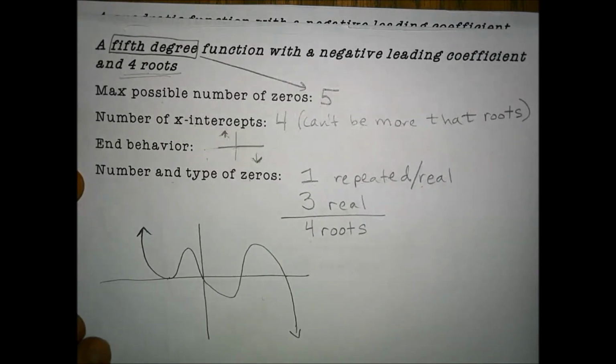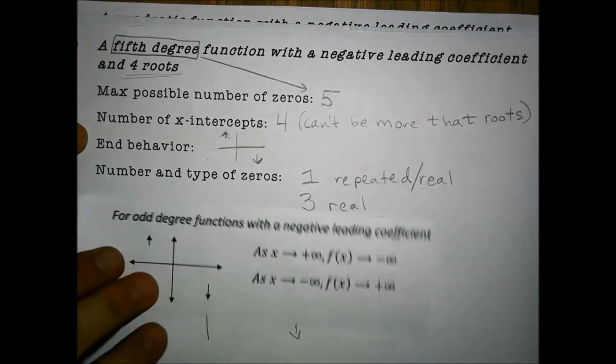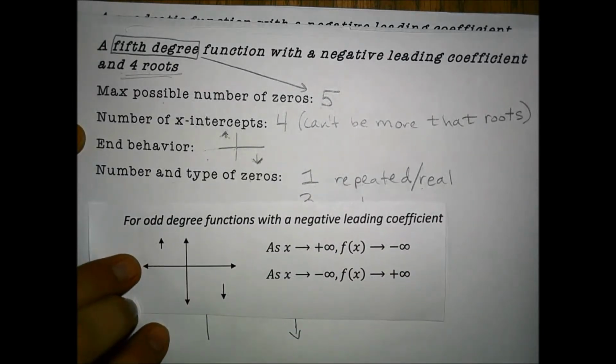A 5th degree function with a negative leading coefficient and 4 roots. Max possible zeros, 5. Number of x-intercepts, 4, can't be more than the roots. The end behavior is going to be different than the one before, because for end behavior, the odd degree function with a negative leading coefficient looks like this.